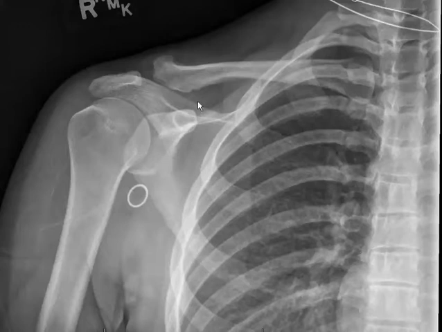Notice that this is not a grade 3 injury because the corticoclavicular distance measures less than 14 millimeters in this case, and there's no superior displacement of the clavicle as we would expect to see in a grade 3 injury.